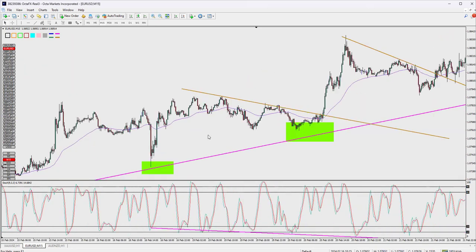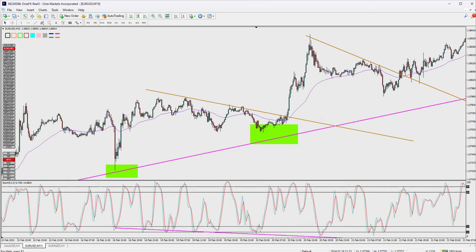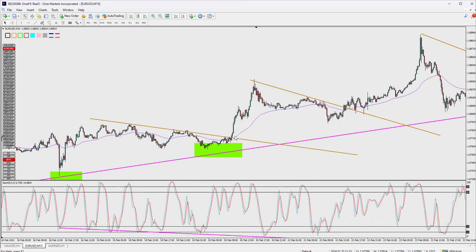So the moment you draw your trend line, you wait for a breakout. This way you are going to enter your trade at this point right here, when you have a breakout. Then you put your stop loss down here. So the stop loss, you are going to put it at this point right here.